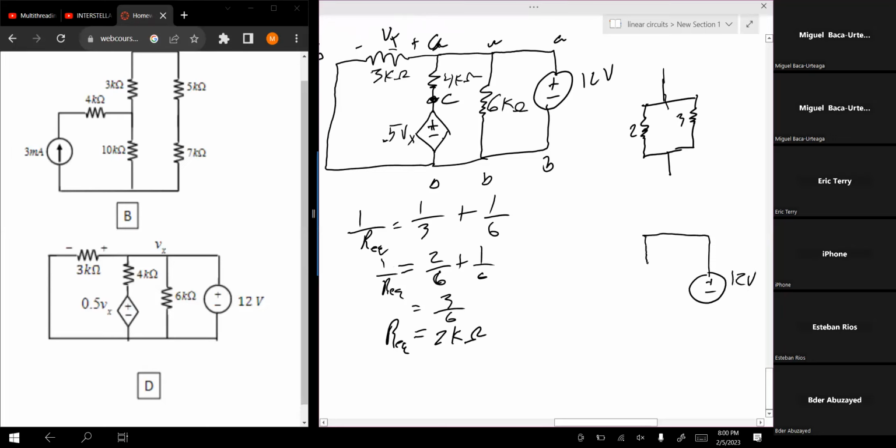Then I'm going to go, this is going to be my 4 kilo ohm. And this is going to go plus minus like this. And then we're going to have this is going to be our 2 kilo ohm right there. This is going to be our 4 kilo ohm. And then this is 0.5 VX. So in this case, we lost our VX, right? Or is it still there?